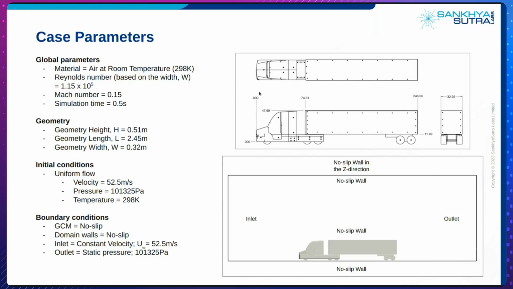These are the dimensions of the geometry. The inlet velocity is 52.5 meters per second, which is based on the Reynolds number, and the initial conditions for pressure and temperature are identical to the boundary conditions as well. The boundary conditions essentially are a constant velocity inlet at the x minimum plane, a static pressure outlet at the x maximum plane, and no slip walls for all other patches.